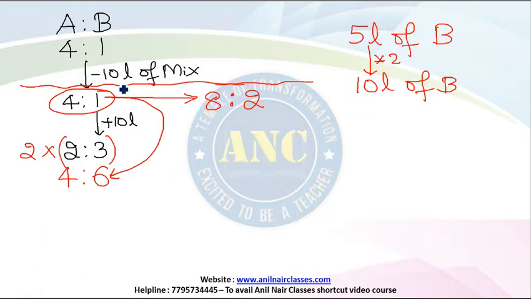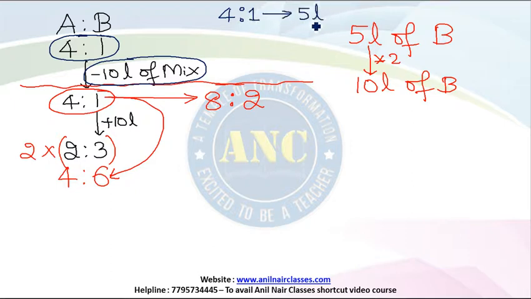Can I say that this 10 liters of mixture is taken outside? In what ratio is the 10 liters of mixture taken out? The 10 liters of mixture is also taken out in the ratio 4:1. That means according to the ratio, 4 liters of milk is taken out, 1 liter of water is taken out, 5 liters of mixture is taken out. But the question says 10 liters of mixture is taken out. 5 into 2, 4 into 2, 8 liters of milk, or liquid A, is taken out, and 2 liters of liquid B is taken out.